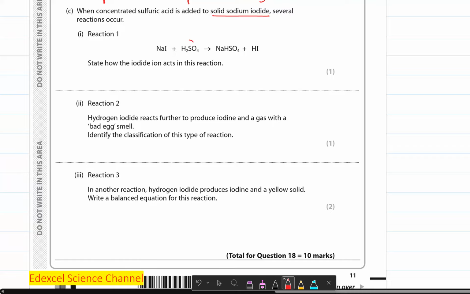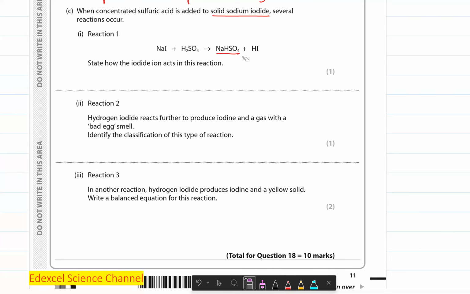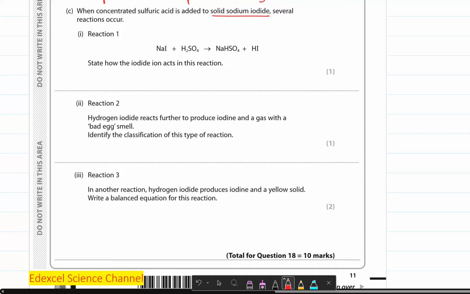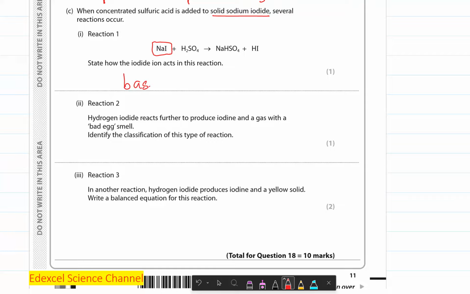Sodium iodide reacts with concentrated sulfuric acid to form a salt and a hydrogen halide. State how the iodide ion reacts in this reaction. You always have to remember that the iodide ion in the metal halide will always react as a base. Okay.